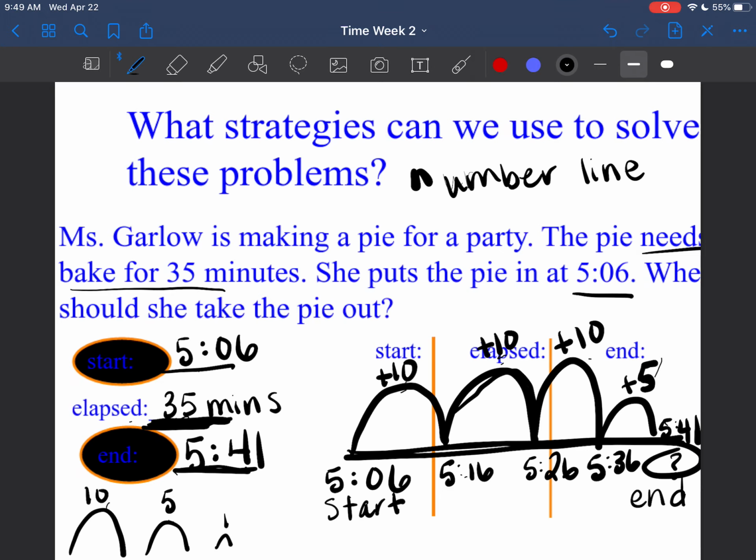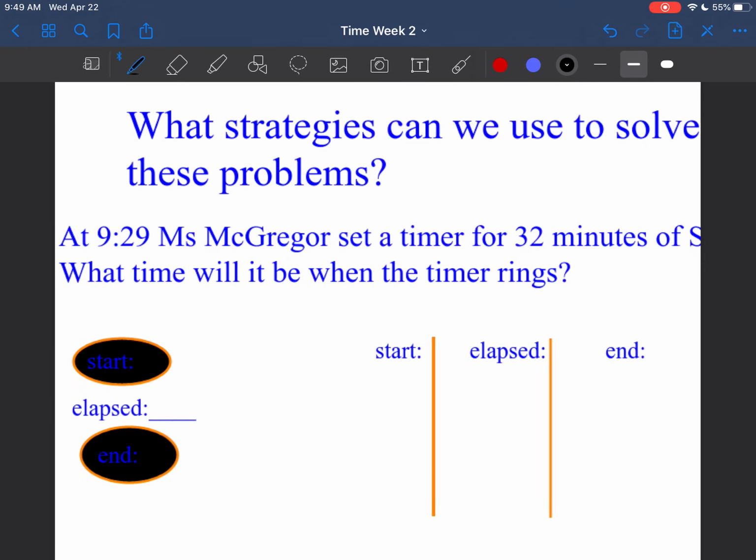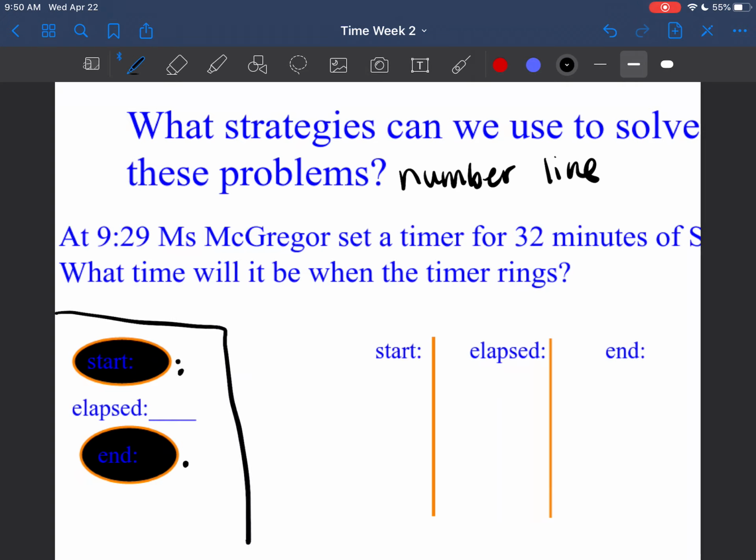All right. Now, let's look at this word problem right here. Again, what strategies can we use to solve these problems? We're going to stick with that number line strategy today. And we're going to also use this graphic organizer idea down here in the bottom to help us solve. So the very first thing we're going to do is fill out this graphic organizer using the information that we learned from our word problem. When we do this, it helps us determine what we're actually solving for.